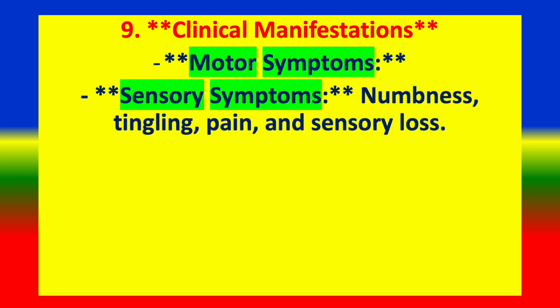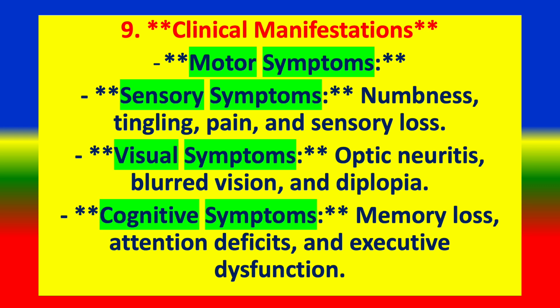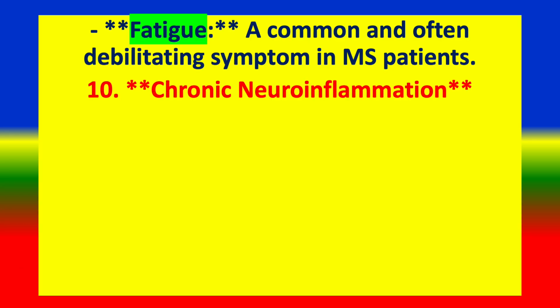9. Clinical manifestations. Motor symptoms. Sensory symptoms: numbness, tingling, pain, sensory loss. Visual symptoms: optic neuritis, blurred vision, and diplopia. Cognitive symptoms: memory loss, attention deficit, and executive dysfunction. Fatigue, a common and often debilitating symptom in MS patients.